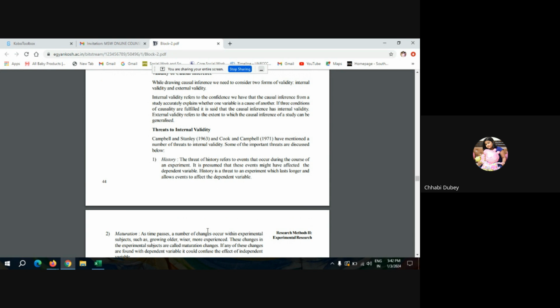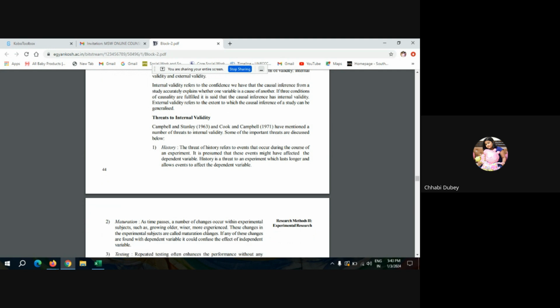Okay. Now, what are some of the important threats? What are the various threats, or maybe the challenges, that we face? First is history. The threat of history refers to the events that occur during the course of an experiment. Okay, and it is presumed that these events might have affected the dependent variable. So it could be that some changes have happened in the course of the event, and they must have brought about changes to the dependent variable. This is the threat of history.